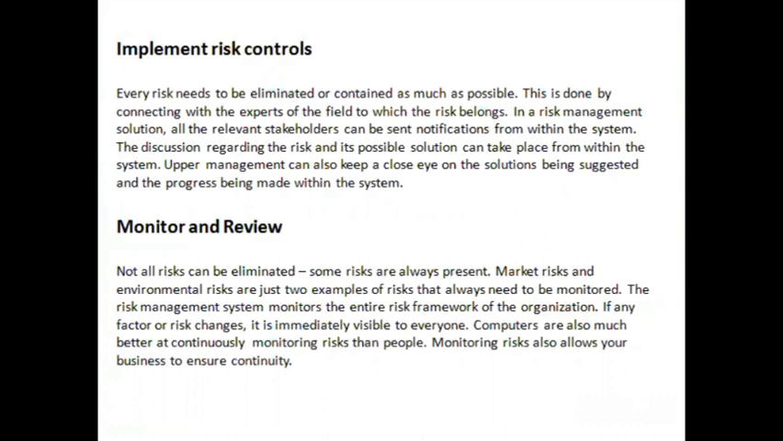Last, monitor and review. Not all the risks can be eliminated. Some risks are always present. Market risk and environmental risks are just two examples of the risks that always need to be monitored. The risk management system monitors the entire risk framework of the organization. If any factor or risk changes, it is immediately visible to everyone. Computers are also much better at continuously monitoring risk than people. Monitoring risk also allows your business to ensure continuity.